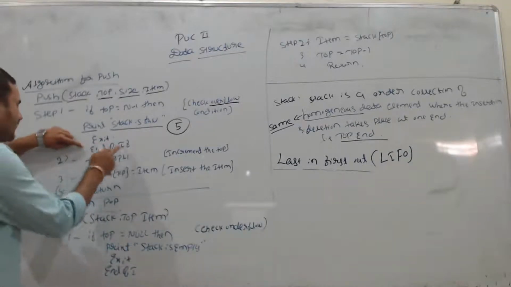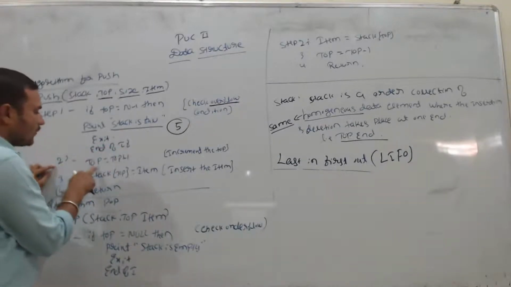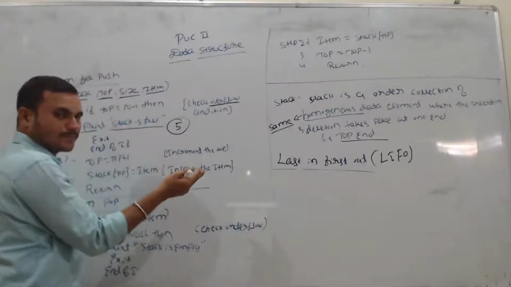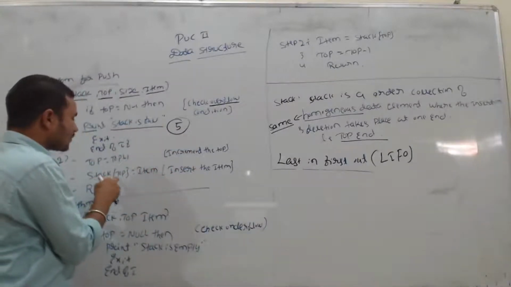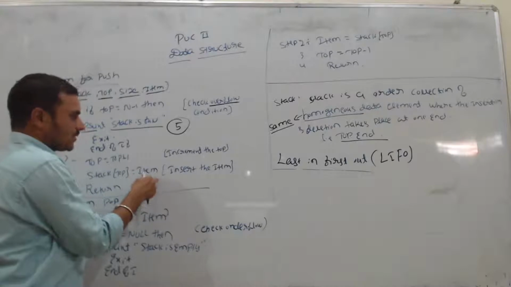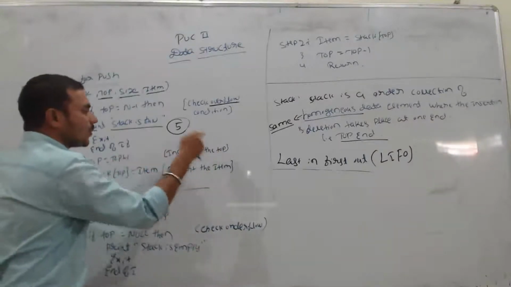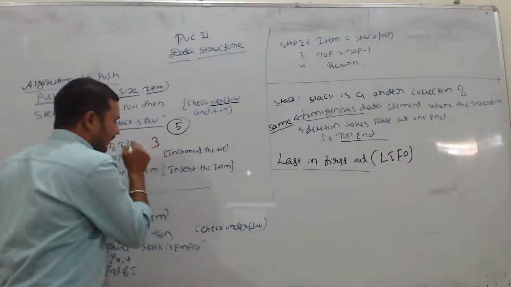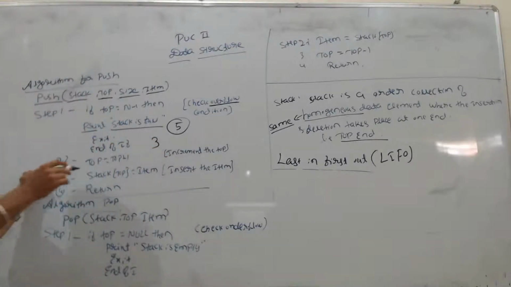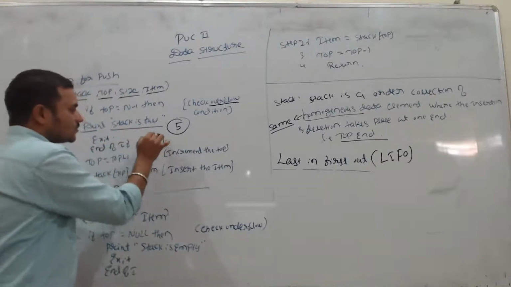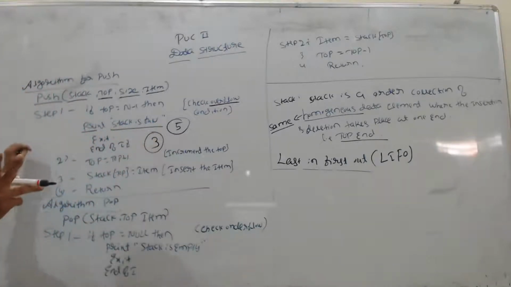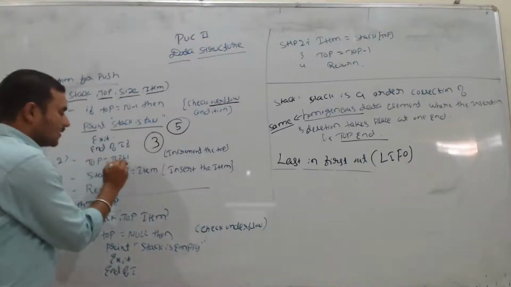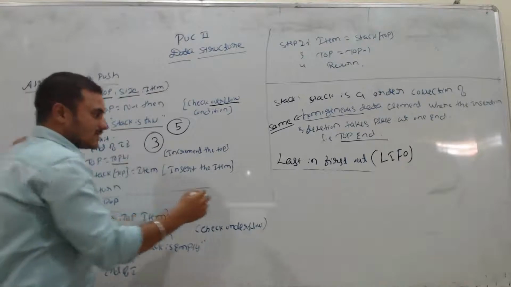So at the end of it, step 2: top is equal to top plus 1. Then step 3: stack[top] is equal to item. So we increment the top. For example, your stack is full with only 3 elements, so 2 elements are present. Top plus 1, you add one more.